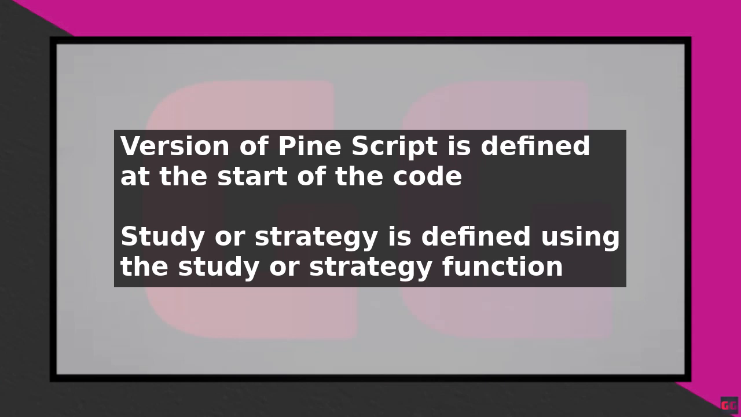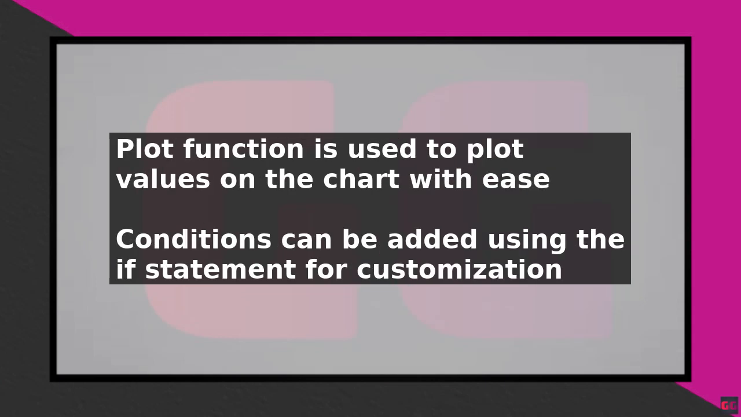You can also add conditions to your code using the if statement. For example, if close > open, then plotshape(style=shape.labelup). This will plot an up arrow on the chart whenever the closing price is greater than the opening price.